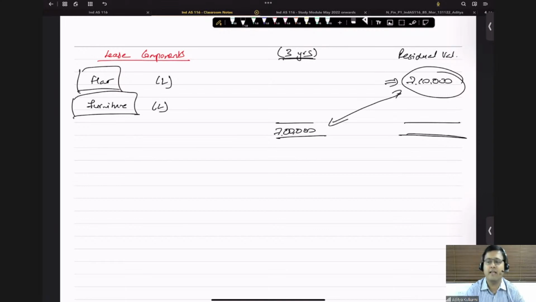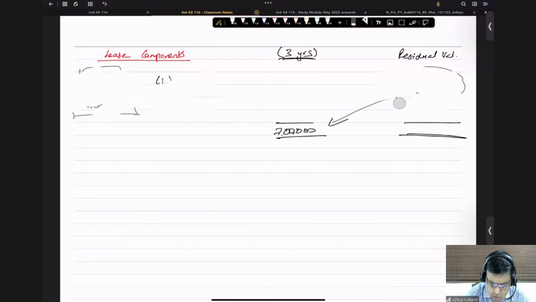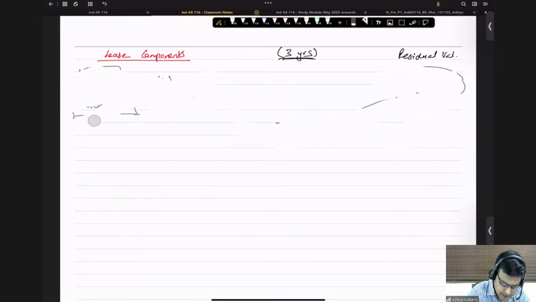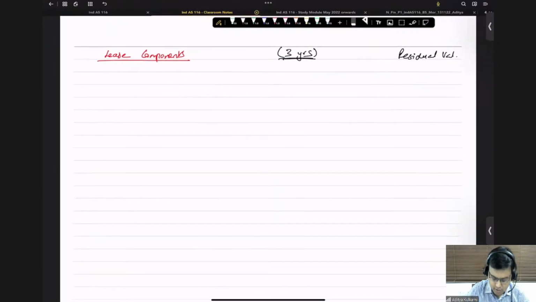So iske liye please don't go into this thought process. It won't happen at all. So that is how the case is. Now let us move on to another lease and non-lease component.